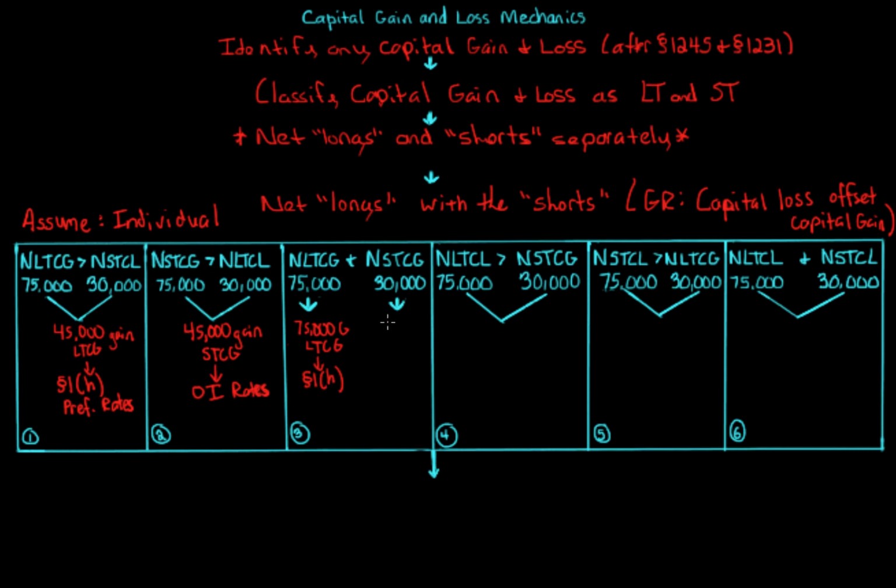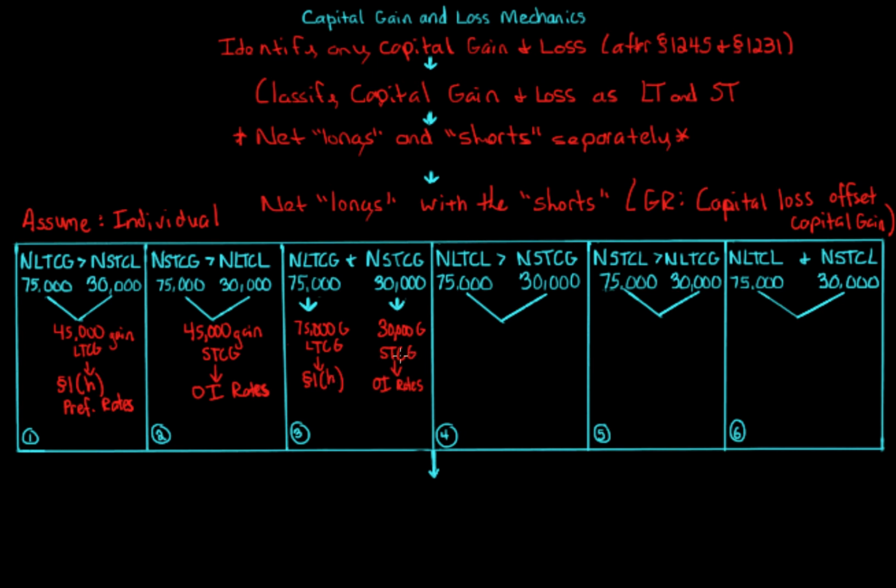The $30,000 gain is a short-term capital gain, right? Nothing offsets. And again, short-term capital gains are subject to the ordinary income rates. So see, there's a distinction. If you have a long-term capital gain after this netting, it's subject to the preferential rates, the lower rates. But if you have a short-term capital gain, it's subject to the ordinary income rates.